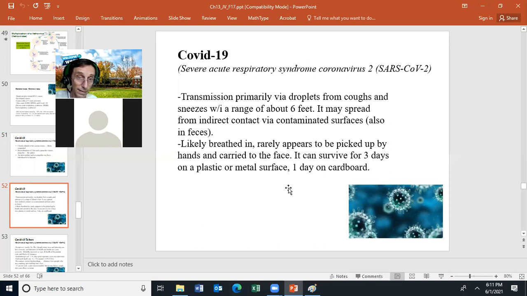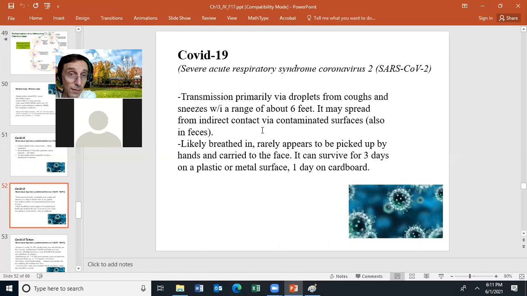And it is surprisingly rarely picked up by the hands and carried to the face, because the virus can stay alive for about 3 days on plastic or metal surfaces, and 1 day on paper or cardboard. And so when I get my mail, I always let it sit for at least a day before I open it, to make sure that if there was COVID-19 on it, it'll die before I open it. Any question about any of that?